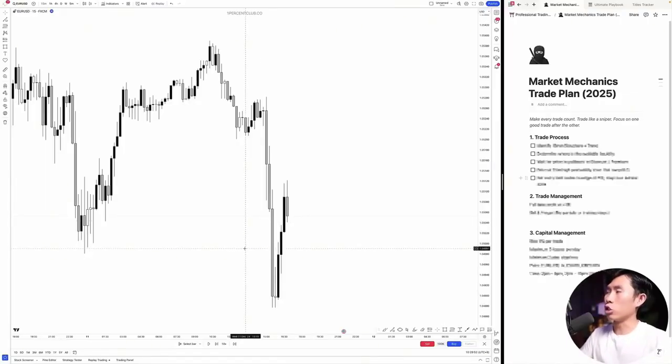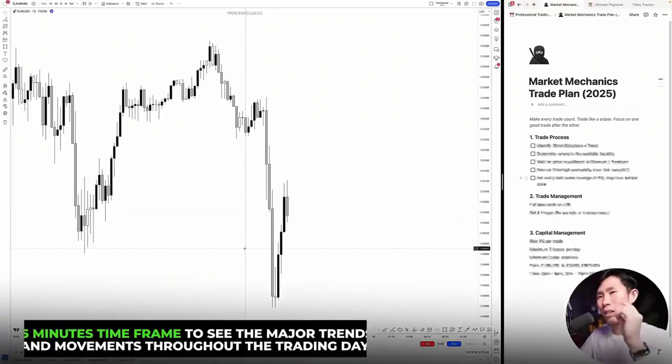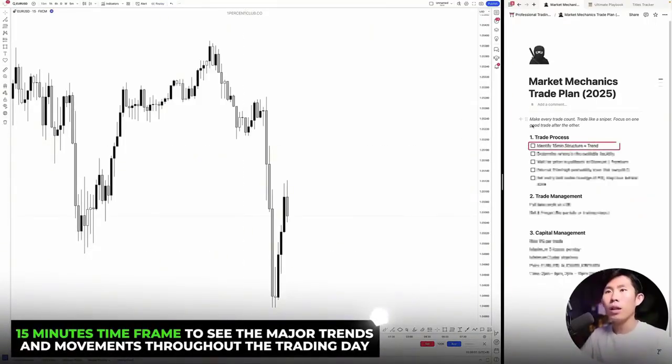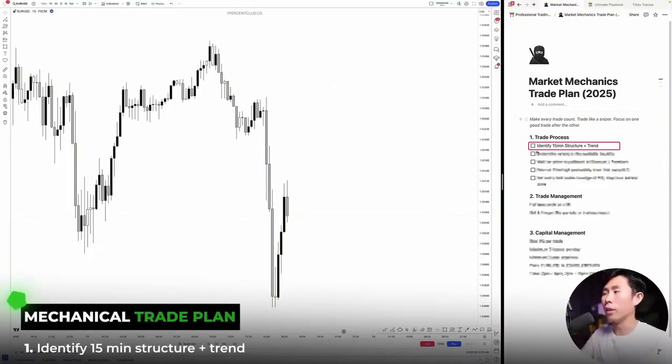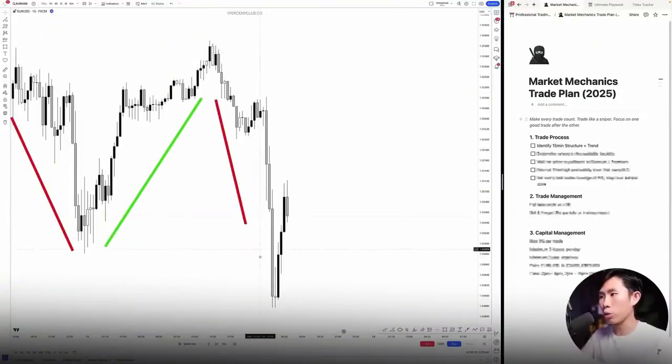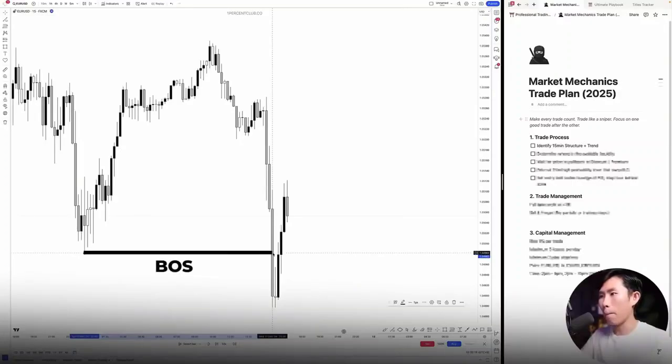So first of all, when we look at this chart on EURUSD, understand that for this simpler strategy, we are only going to be using one time frame, and that is the 15-minute time frame. So you can see the first step right here is to identify the 15-minute structure and the trend, right? So we know that price went down, pulled back, and then went down and broke past that last swing low that we have right here, giving us a bearish break of structure to the downside.